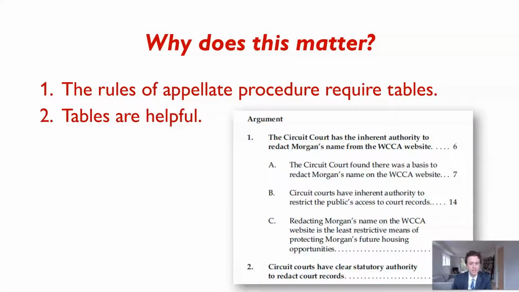Now, when you look at the table of contents to her brief, this gives you a clear outline of her whole argument. She presents 2 reasons why the circuit court can redact her name. First, its inherent authority, and second, its statutory authority. Just looking at this, I suspect that her attorneys thought that the first argument was stronger because they put it first, and it appears to be more fully developed. Indeed, you see there are 3 subheadings underneath the first point about inherent authority that further flesh out what the argument is. So you can see, just based on this example, tables are helpful at previewing what your argument is.